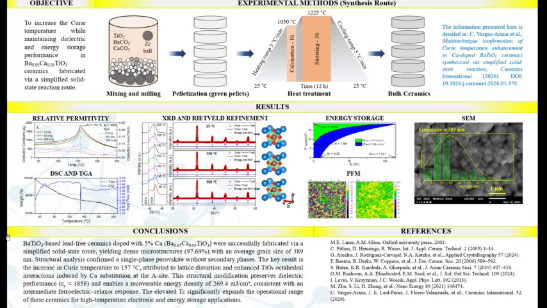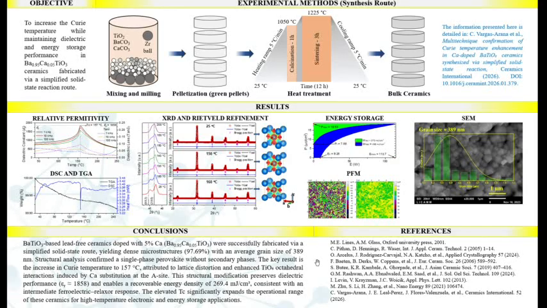So, to wrap up, we made a 5% calcium-doped barium titanate ceramic using a simple solid-state route, and it came out dense, 96.69%, fine-grained, single-phase tetragonal, with a dielectric constant around 1858 and a recoverable energy density of 270 millijoules per cubic centimeter.